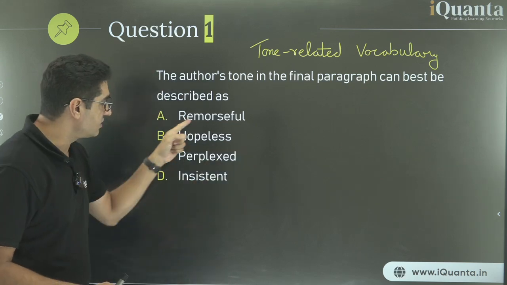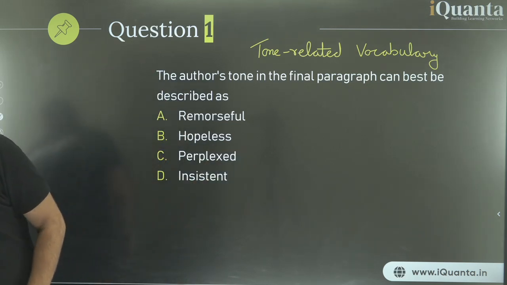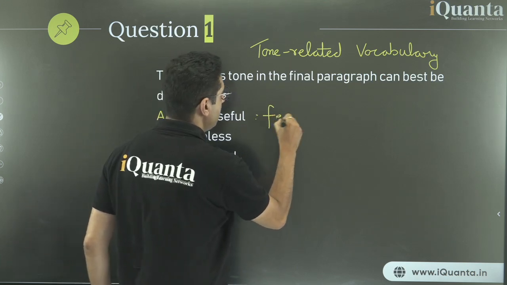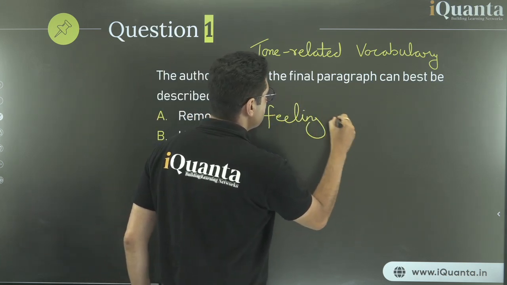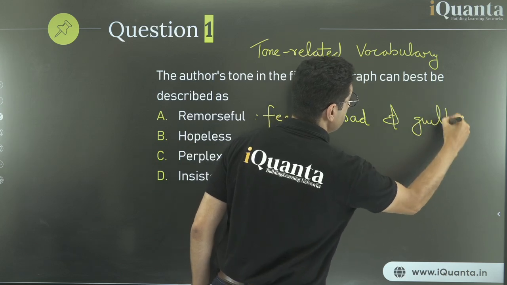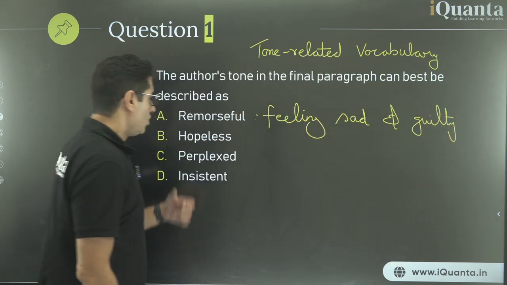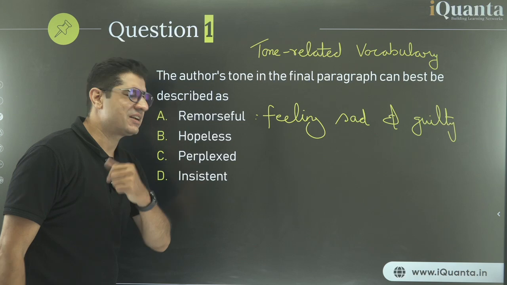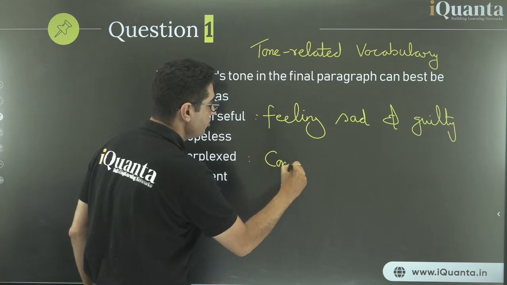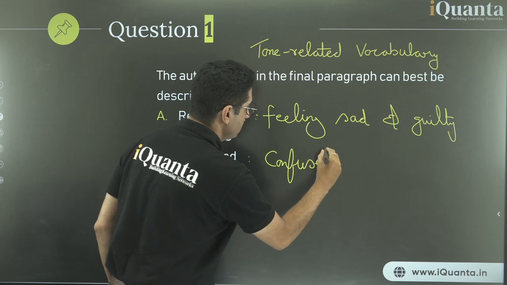So for instance, here when I look at this word, the word is remorseful. What do you think? What is the meaning of remorseful? If you're remorseful, it means that you are feeling sad and guilty. Hopeless, well, that is something that I hope you know. Perplexed, if you're perplexed, you are confused.